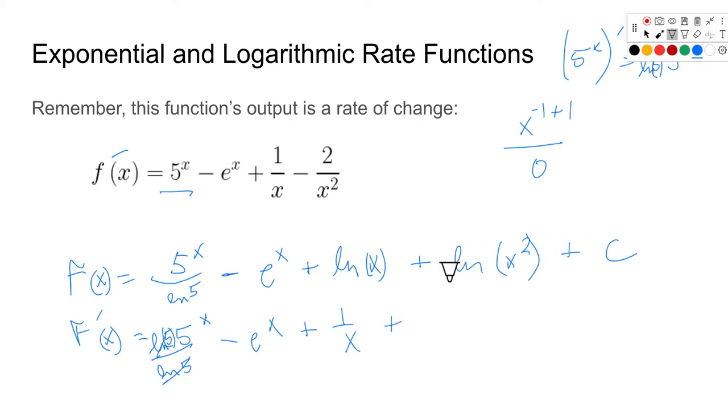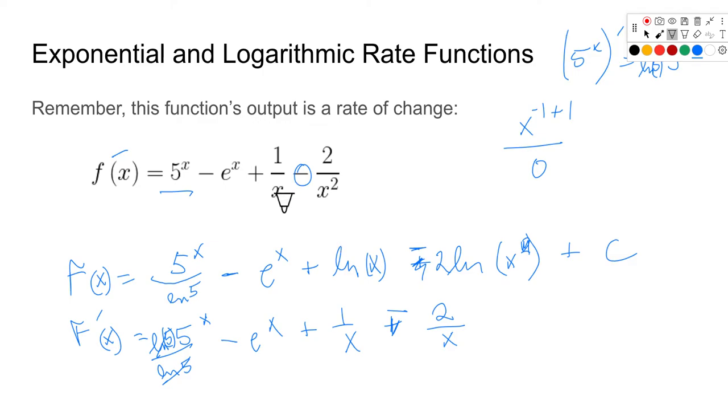Now I could bring the 2 down in front, right? If I do that, what do I get? I get 2 over, actually that shouldn't be plus, right? It should be minus. So let's do that. I get 2, and then the derivative of natural log of x is 1 over x. 2 over x, but I've got 2 over x squared. You see, this didn't work. It didn't give me the right thing.